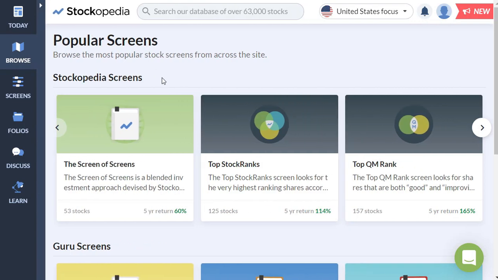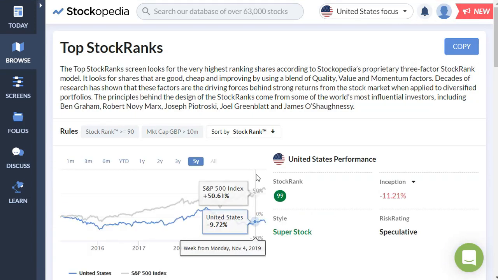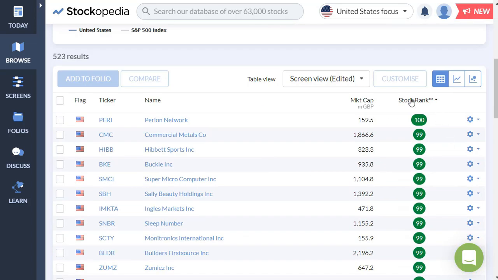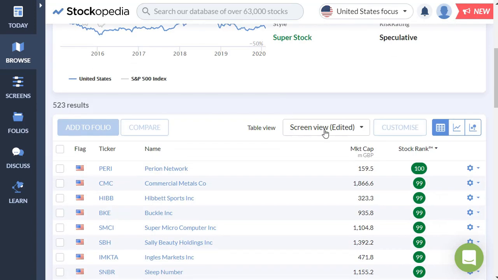I think I mentioned this last time I made a little video about Stockopedia. But first of all, there are Stockopedia's own screens. And they have, as you know, the quality rank, the value rank, and the momentum rank, and then the overall stock ranks. And here, if we start with the overall stock ranks, we can see that they have made a scan: stock ranks above 90, above 10 million pounds in market cap, and then sorting from the pure stock rank here. So just from this, we can see that we might be interested, let's say, in Perion.